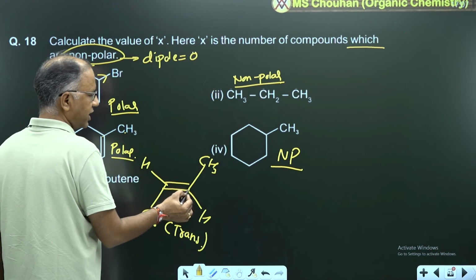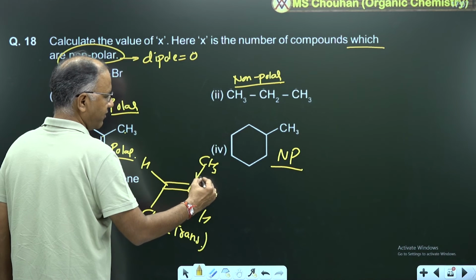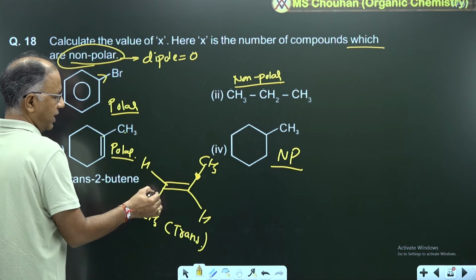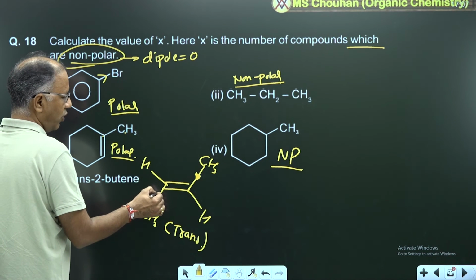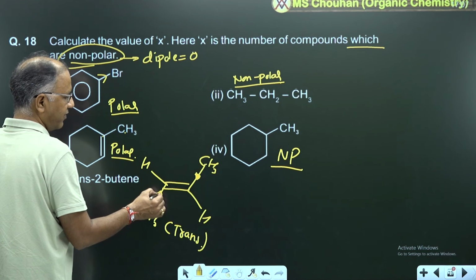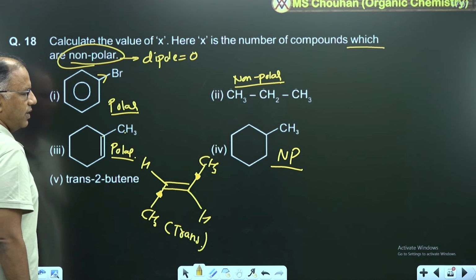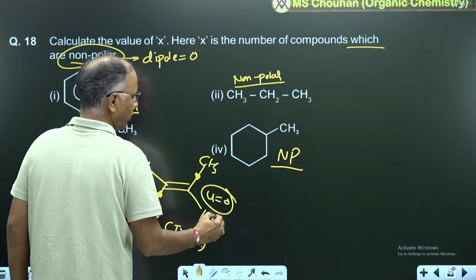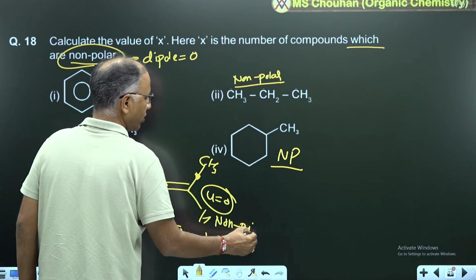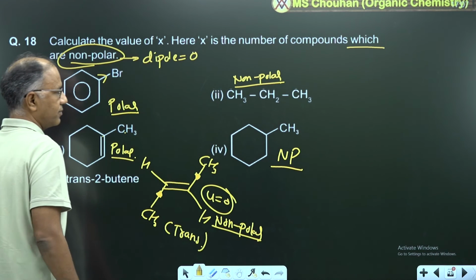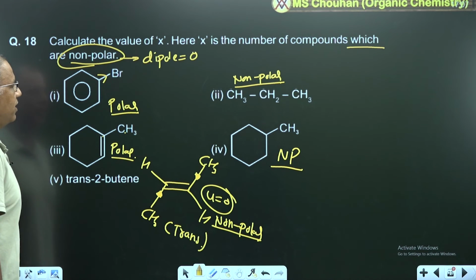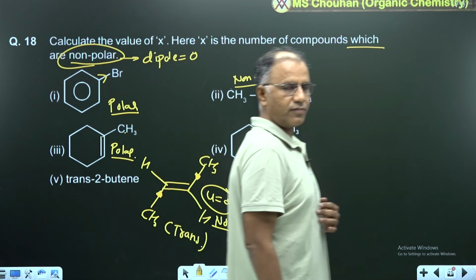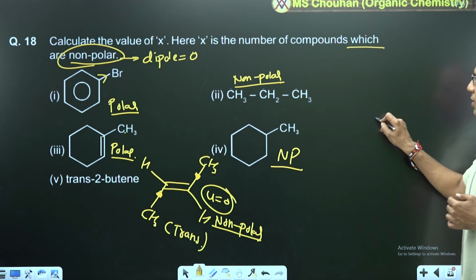Now in case of trans, this is sp2 carbon, this is sp3. This means the vector will be toward the more electronegative element. This is the direction of the vector. And again sp2 carbon, sp3, the direction of the vector will be on the more electronegative side. This means these two vectors will cancel out, meaning dipole will be 0. Dipole 0 means it is non-polar. So how many non-polar are there? Second, fourth and fifth. Out of 5, 3 are non-polar.